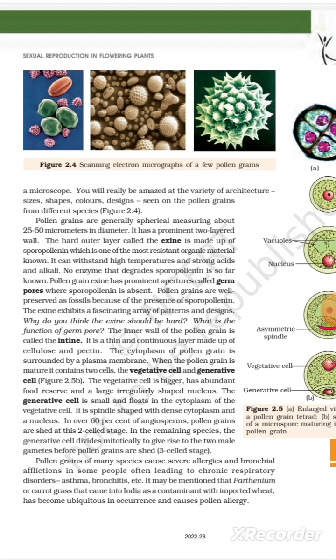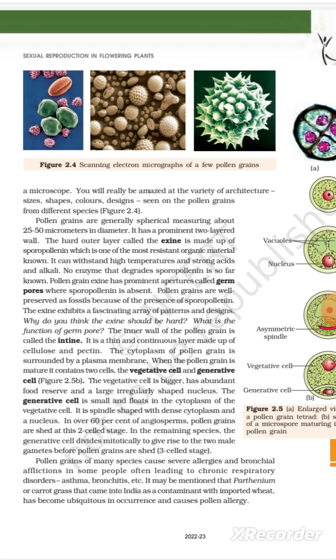Pollen grain exine has a prominent apparatus called germ pore where sporopollenin is absent. Pollen grains are well preserved as fossils because of the presence of sporopollenin. The exine exhibits a fascinating array of patterns and designs. Why do you think the exine should be hard? What is the function of the germ pore?